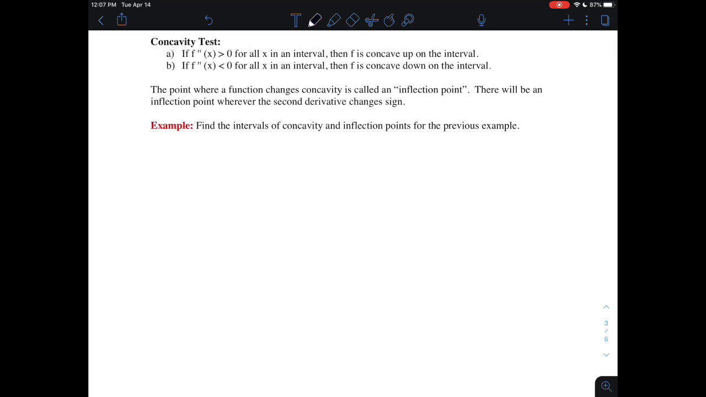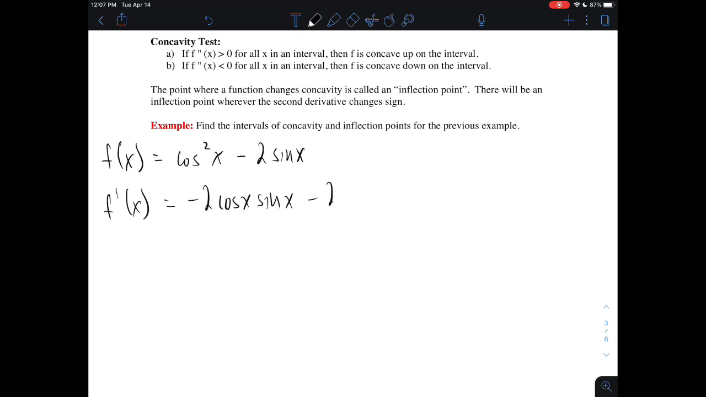Let's see an example of the concavity test by continuing from our previous example. We're going to find the intervals of concavity and inflection points for that previous function. That previous function was f of x equal to cosine squared x minus 2 sine x. And then we said that f prime of x was equal to negative 2 cosine x sine x minus 2 cosine x. So then for our second derivative, we'd first use the product rule on negative 2 cosine x sine x.